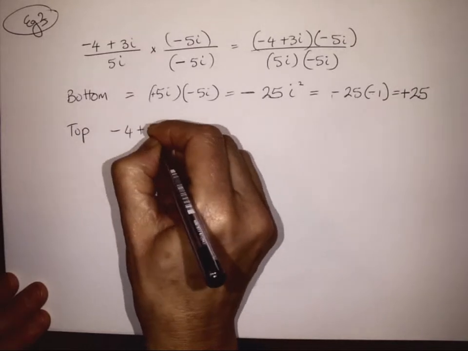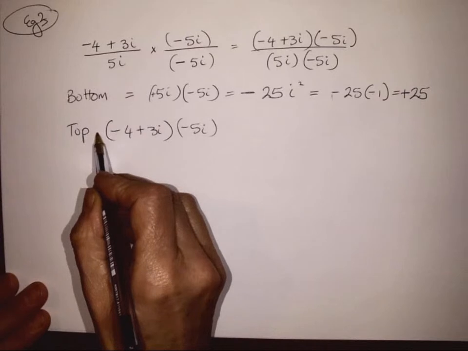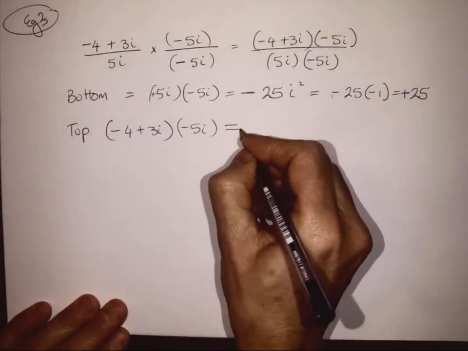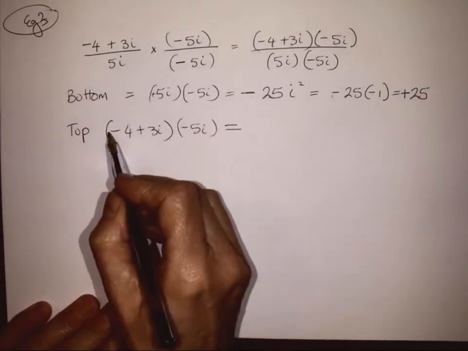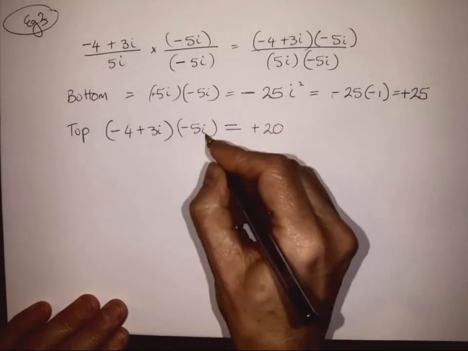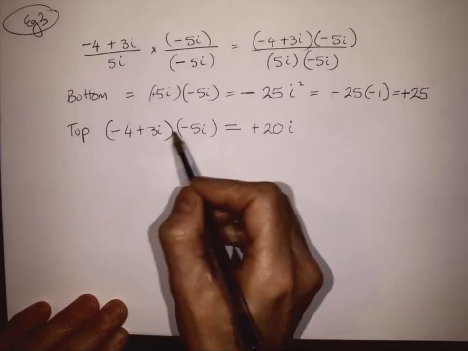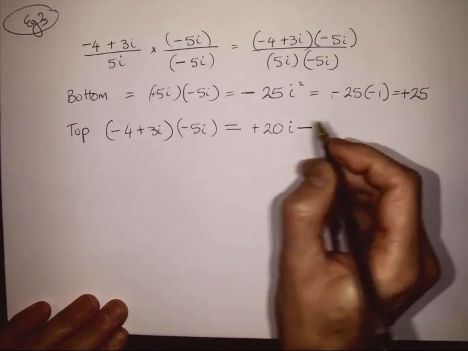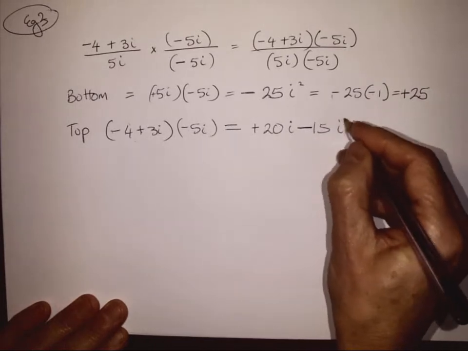Minus 4 plus 3i times minus 5i. You could put the minus 5 in front here if you prefer that and work it that way, but it's all the same. So we're going to multiply the minus 4 by the minus 5i. So it's minus by minus is plus. 4 5s are 20 times i. Now we're going to multiply the 3i by the minus 5i. So plus times a minus is minus. 3 5s are 15, and i times i is i squared.